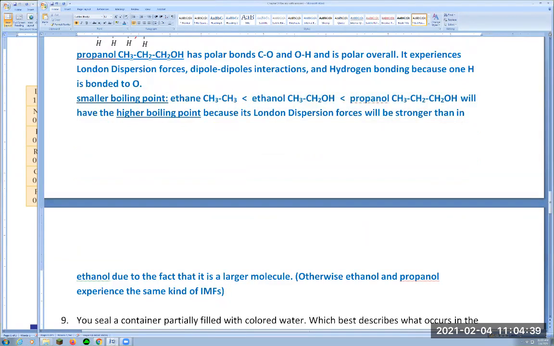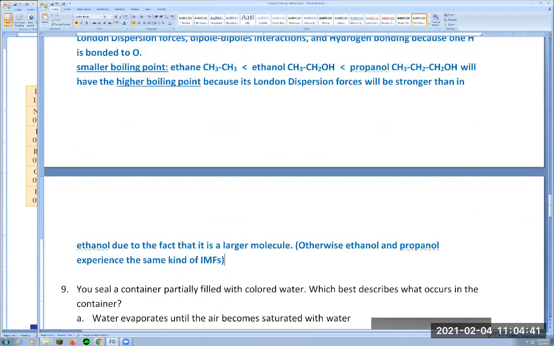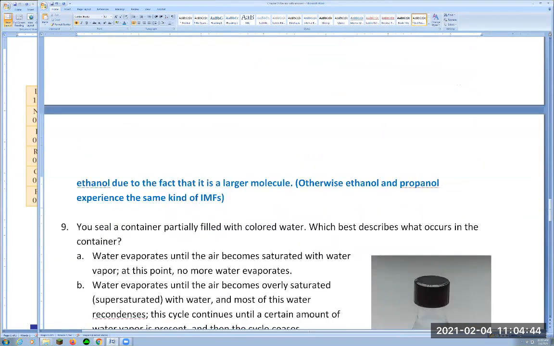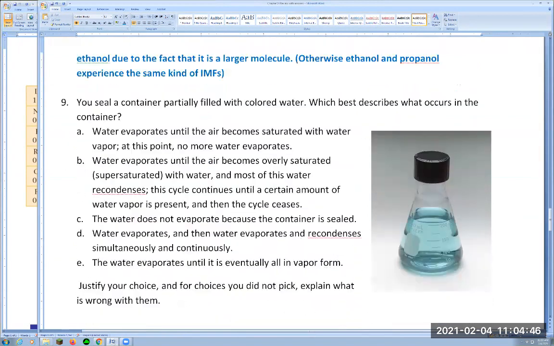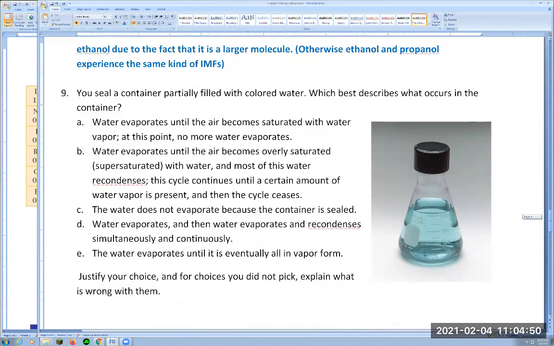So now we can move on to question 9. You seal a container partially filled with colored water. There is a picture here to illustrate that. Which best describes what occurs in the container? So you have A, B, C, D, E options there.